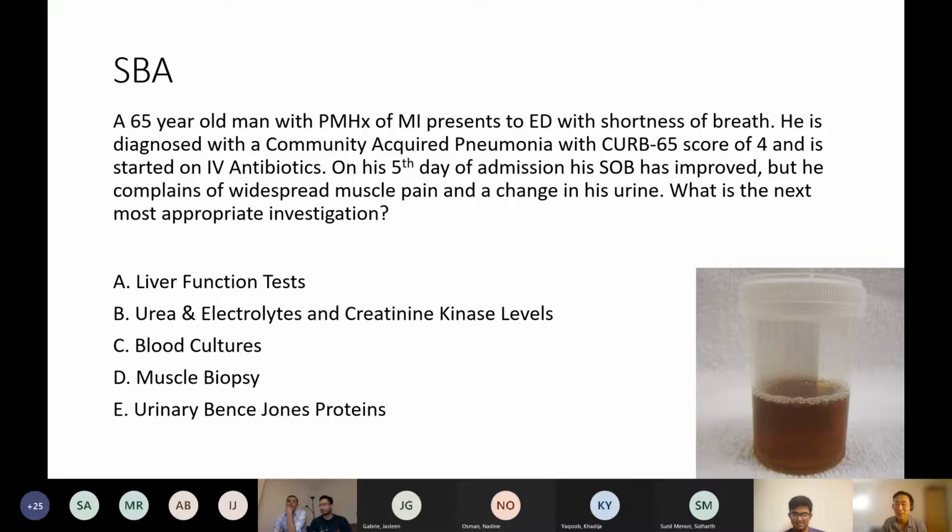Thank you. So yeah, we think that the brown Coca-Cola coloured urine is very classic for rhabdomyolysis. With the past medical history of MI, they're going to be on a statin. Because they've got a CURB score of 4, that means they're going to be put on co-amoxiclav and clarithromycin. And we know clarithromycin is a potent P450 inhibitor, which can cause your statin levels to spike, and that will predispose you to rhabdomyolysis.